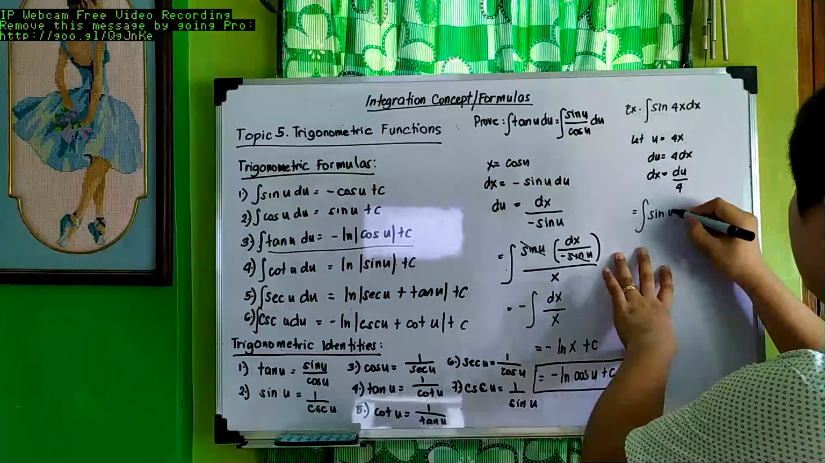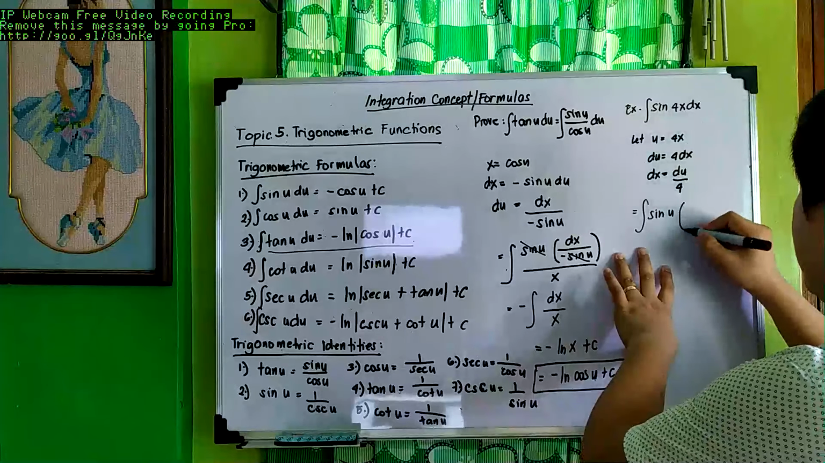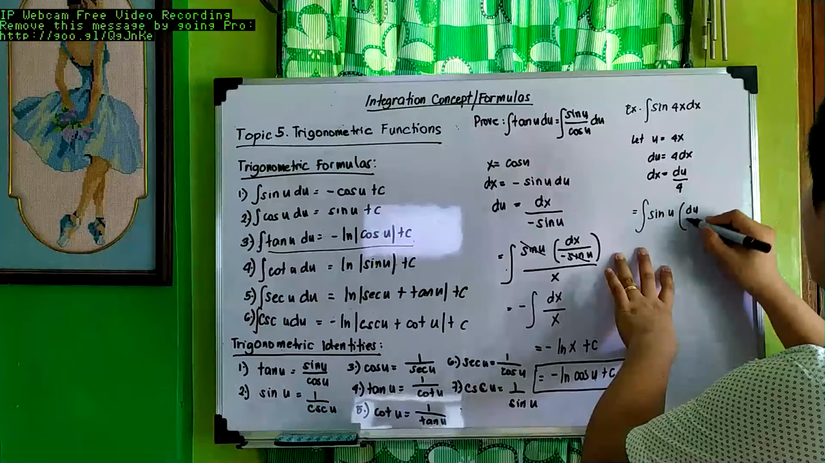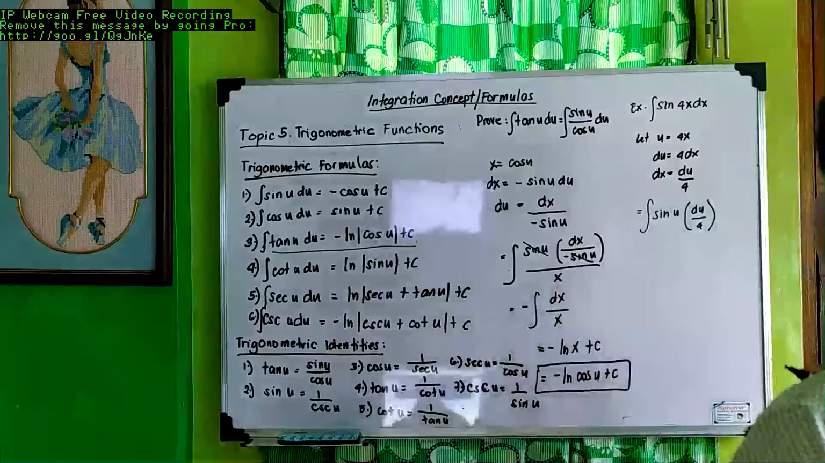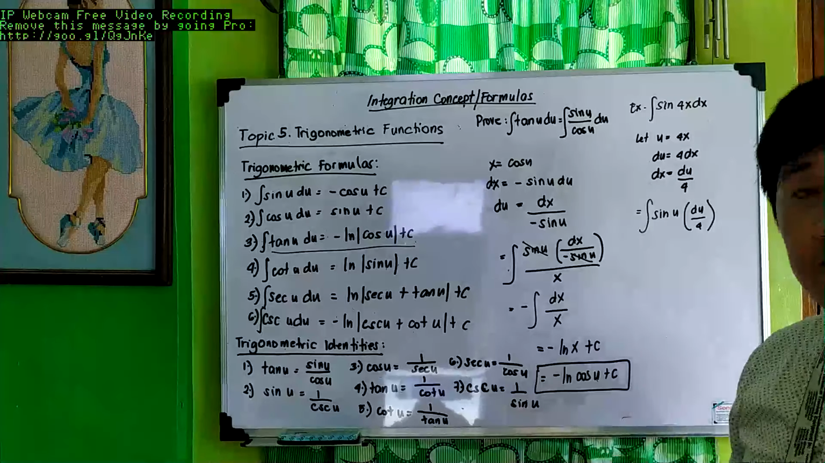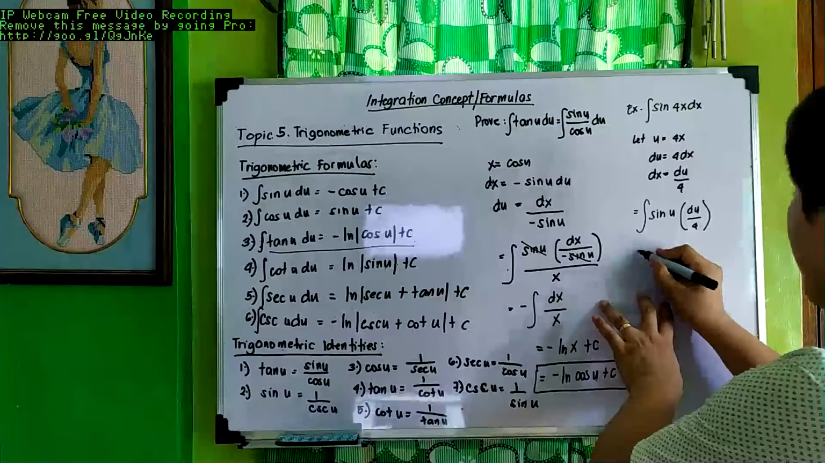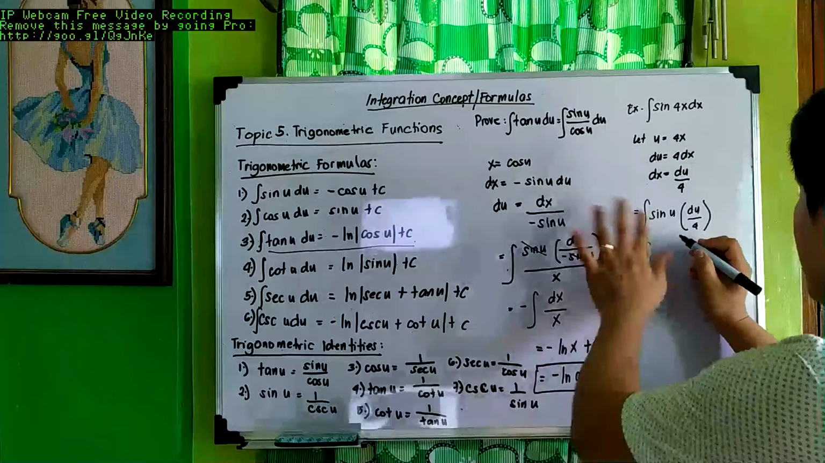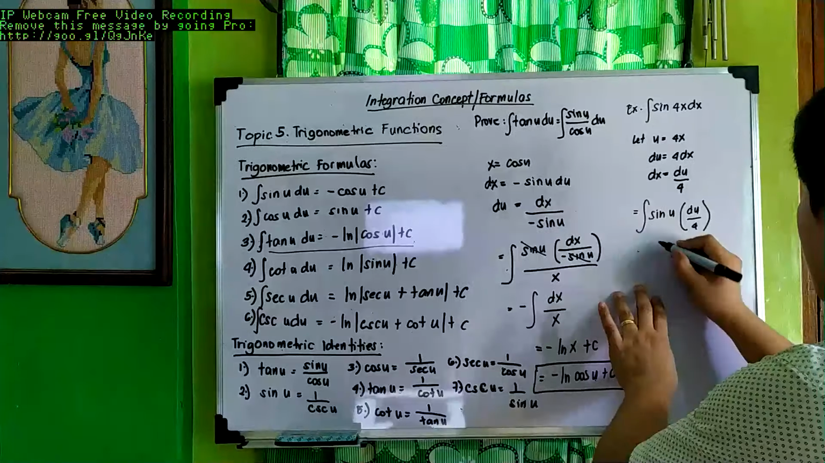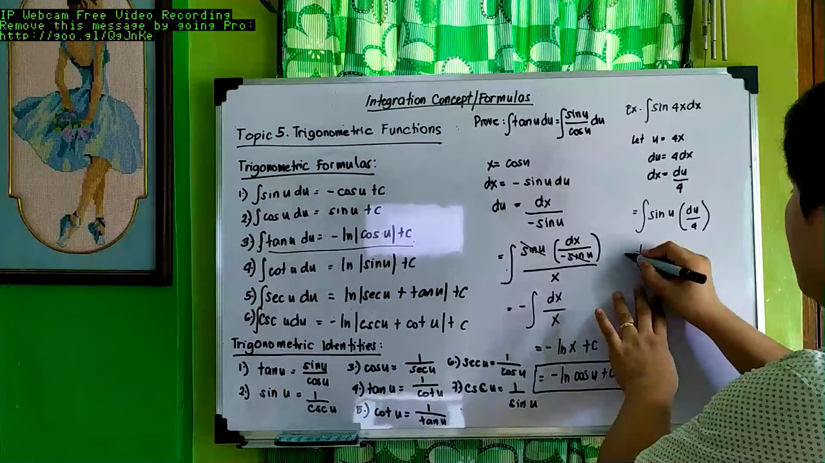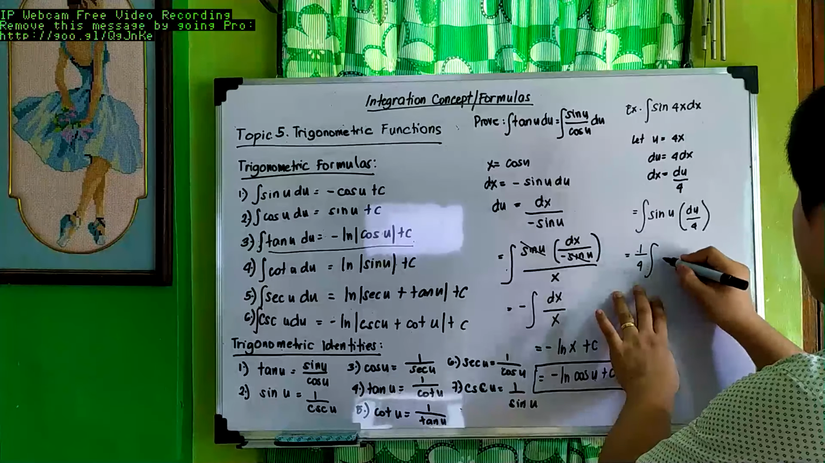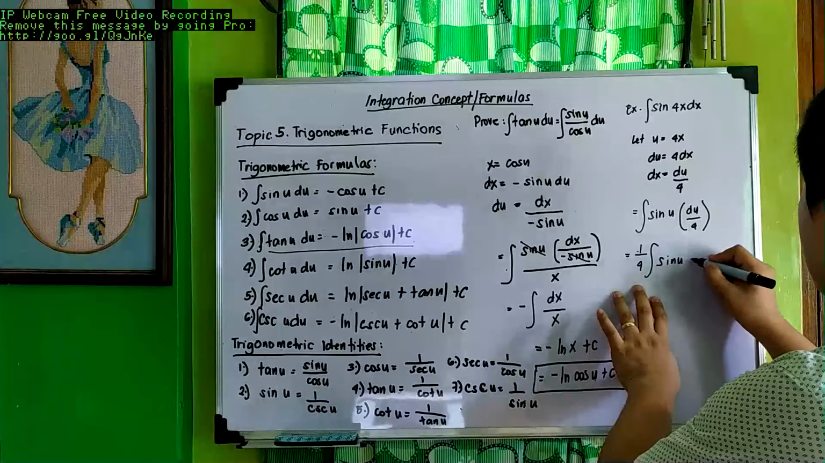That is our u. And what is our dx? That is our du over 4. Then, we now move the constant value outside the integral sign. So therefore, you will have 1 over 4 outside the integral sign, sine u du.